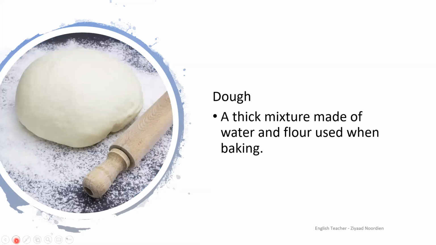On to our next word, which is dough. I know a lot of you know what Play-Doh is. It's a little gooey substance or a little soft thing that you can squeeze between your hands. So in baking or in general, dough is a thick mixture made of water and flour. And with Play-Doh, it's something different. A thick mixture made of water and flour used when baking.